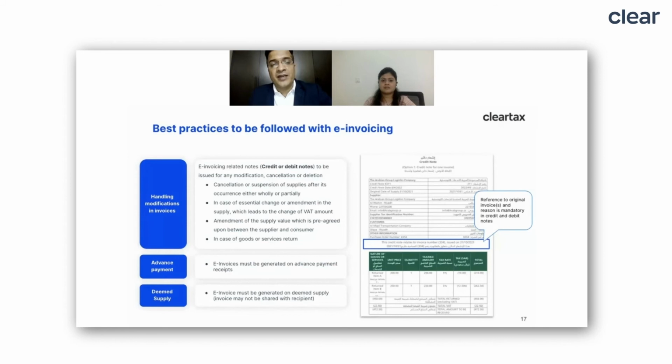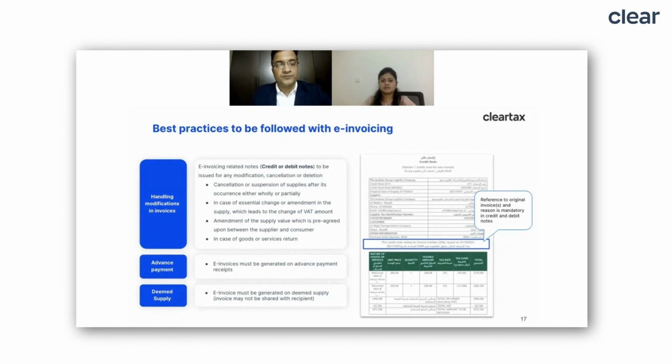And also your credit and debit note details will be the same as your tax invoice, but with two additional pieces of information: you need to provide the original invoice number and the reason, the core reason which you can see on your screen, why you are issuing the debit or credit note. That needs to be provided.